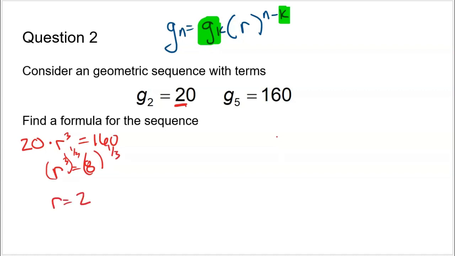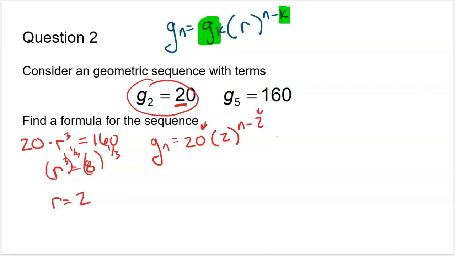Now I'm going to go back to my formula, and remember, I have two different points, two different terms that I could use. Doesn't matter which one you use. I'm going to use the second one right here. So 20 is the value of the second term. 2 is my common ratio. And I'm going to do n minus 2, again, because 2, the second term, was 20. Again, that comes from right here. Now, this is a great final answer.